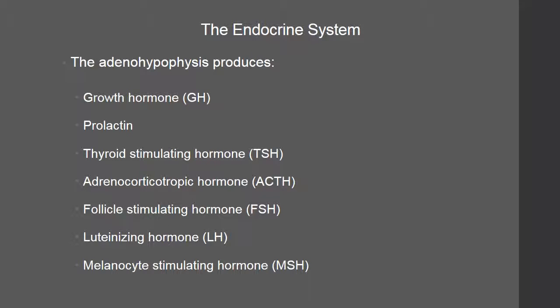And the anterior pituitary, or adenohypophysis, produces growth hormone, prolactin, thyroid stimulating hormone, adrenocorticotropic hormone, follicle stimulating hormone, luteinizing hormone, and melanocyte stimulating hormone. And you need to know the letter acronyms for those particular hormones. You need to know what GH is, TSH, ACTH, FSH, LH, and MSH. So we will commonly use just those abbreviations for those hormones.